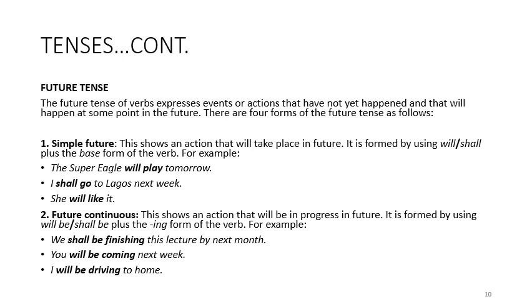Then future continuous tense. This shows an action that will be in progress in future. It is formed by using will be or shall be plus the ing form. He shall be finishing this lecture by next month. You will be coming next week. I will be driving to home.